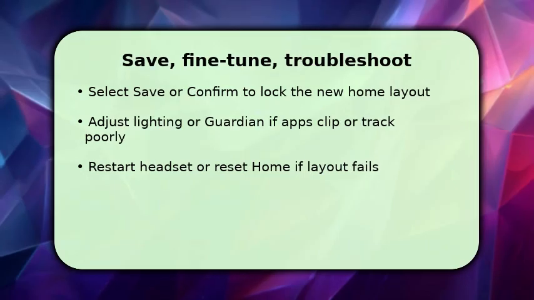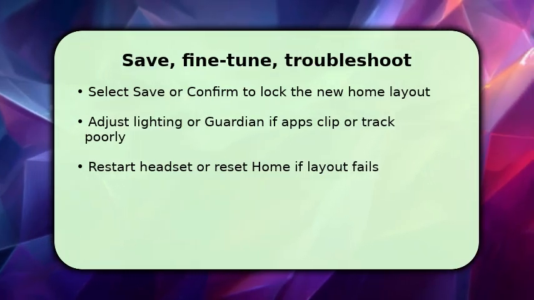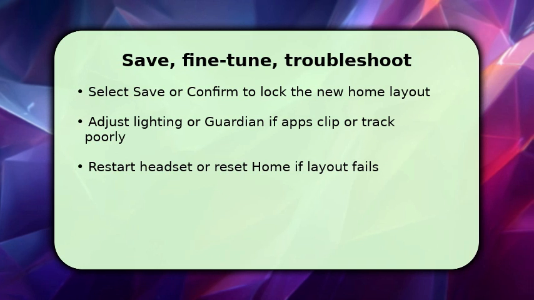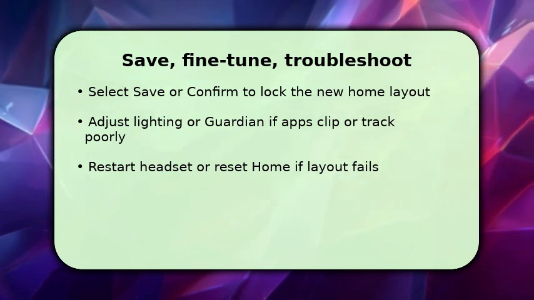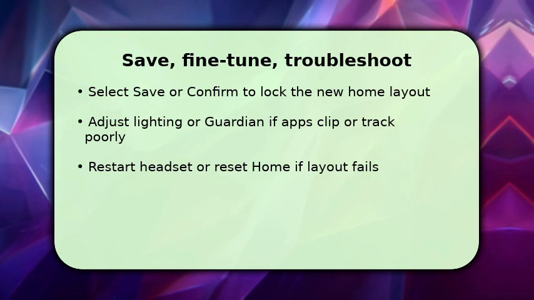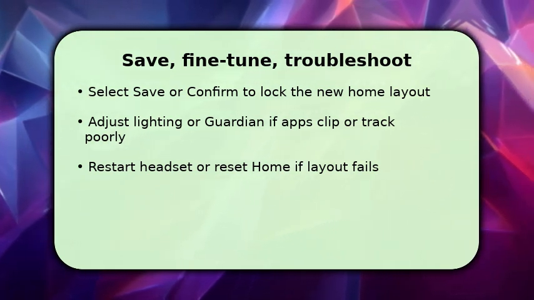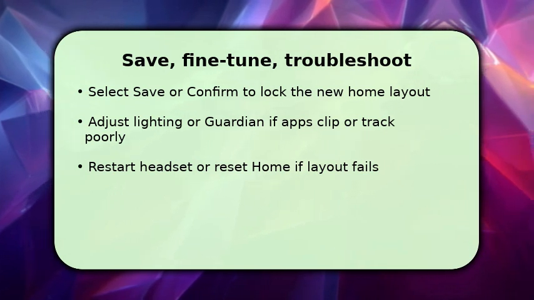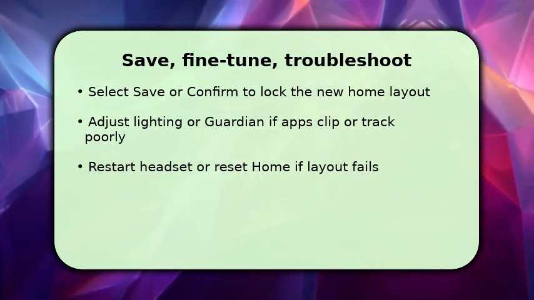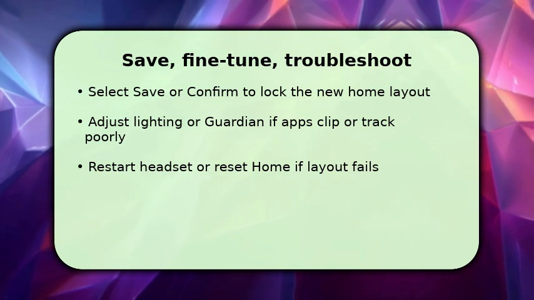Finish by saving changes. Choose Save or Confirm so your new layout persists across reboots. You should then test by opening pinned apps and moving around the Guardian boundary to verify tracking and clipping are stable. If things look off, fine-tune by adjusting environment brightness or Guardian positioning. This improves controller and pass-through accuracy.